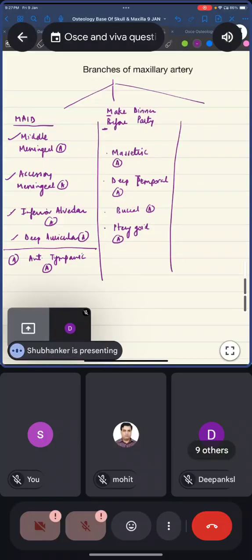Third thing, there are three things that you have to remember. First is P, I, G. P is for posterior superior alveolar artery. Okay. I is for infraorbital artery. I know it's boring, but just give me 2 minutes, it will finish. And G is for greater palatine.